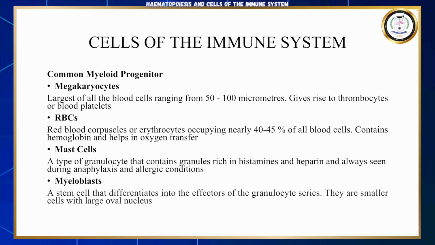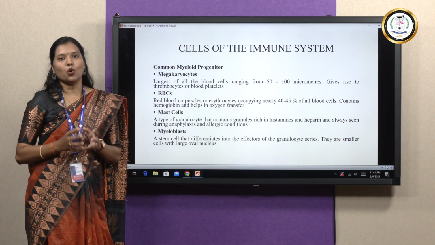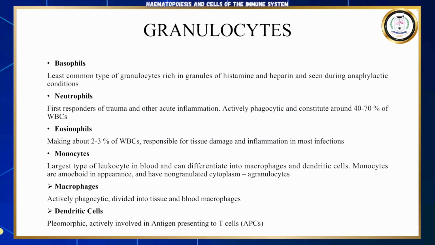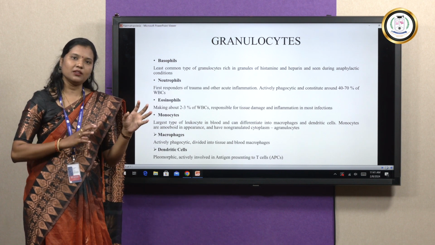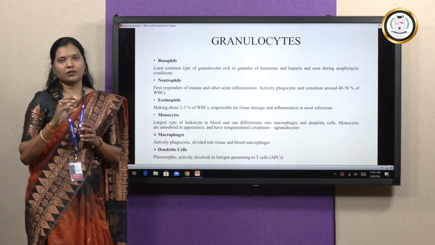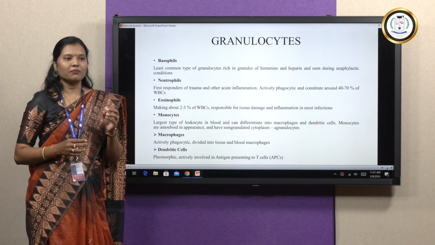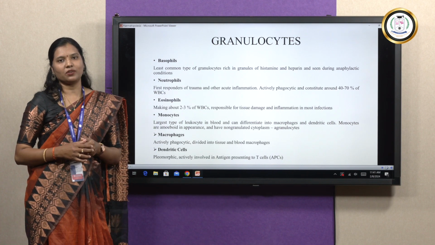Coming to myeloblasts. Myeloblasts are a set of cells which give rise to the granulocyte series, namely the basophils, eosinophils and neutrophils. They are very small cells which contain an oval nucleus. We'll first look into basophils. Basophils and mast cells are more or less similar, except for their nucleus. The nucleus of basophils is usually segmented, while the nucleus of mast cells is usually lobated. They have a spherical or an oval nucleus usually, and basophils are usually found in circulation, while mast cells are usually found in tissues.